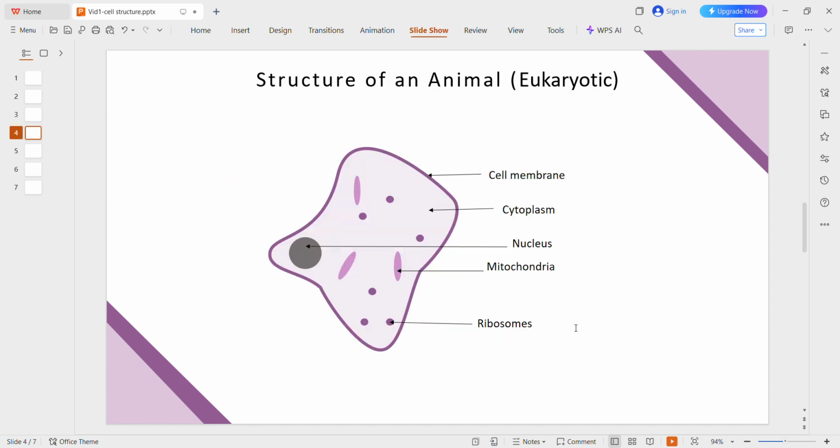We will now look at the structures and organelles that make up an animal cell. The outermost layer of an animal cell is the cell membrane. A cell is filled with a jelly-like substance called the cytoplasm. The genetic material or DNA of a cell is found within the nucleus. The cell also contains mitochondria and ribosomes.